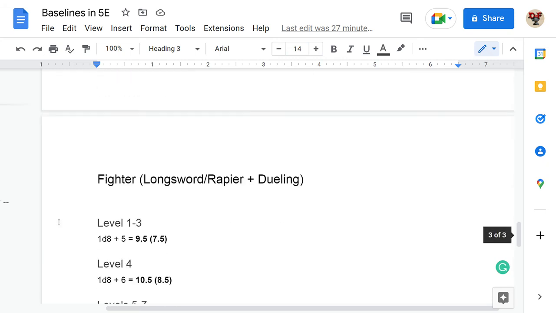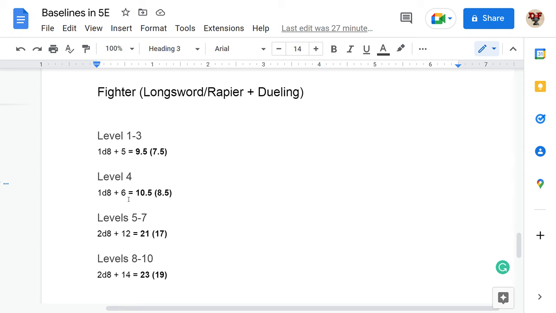Moving on down to the fighter, and for the fighter we are assuming that they're using a longsword or rapier, so a D8 one-handed weapon. Presumably their other hand is open for spellcasting in the nature of the Eldritch Knight, or it's wearing a shield. And we are assuming for the primary numbers dueling. However, I have also provided in parentheses here the number without dueling, essentially.